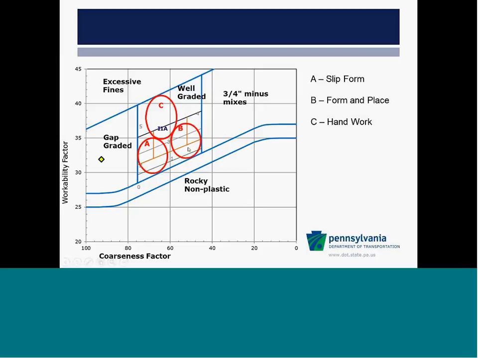The circle E is more of a form in place area, and circle C is where you would, it says hand work, but that's more like hand placing. So you can kind of tailor your mix to what you're doing.